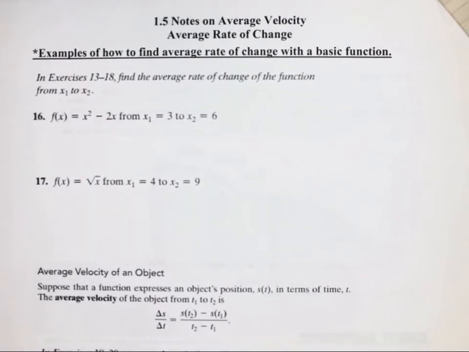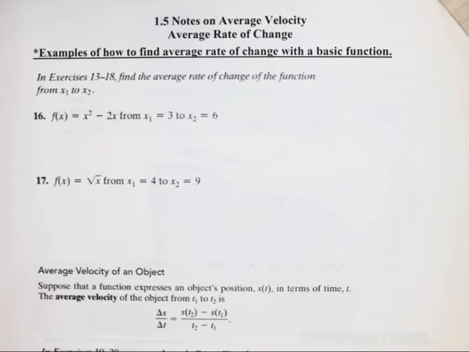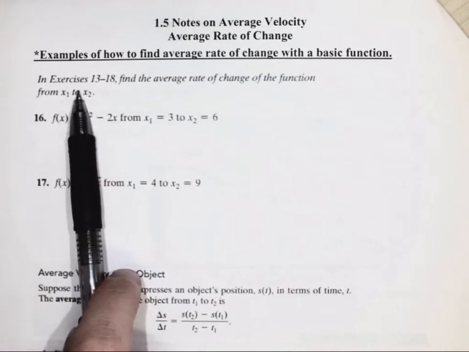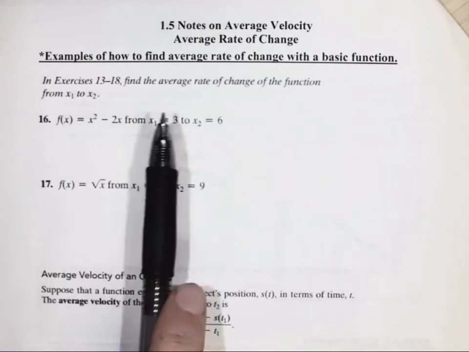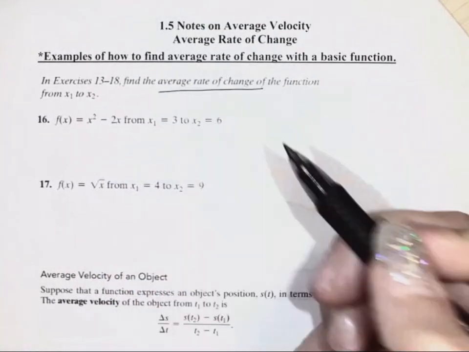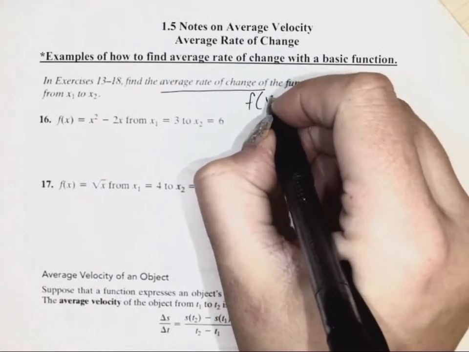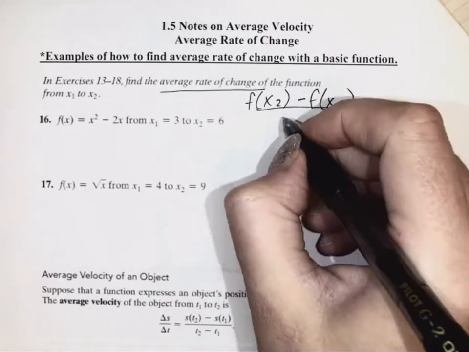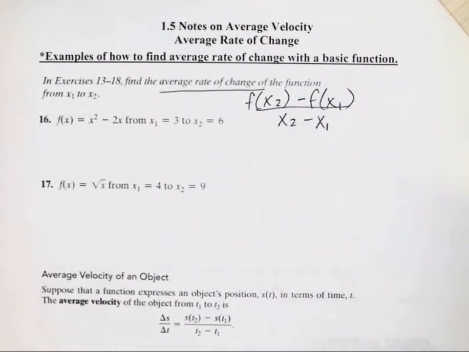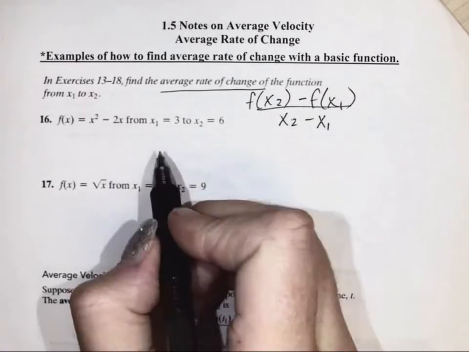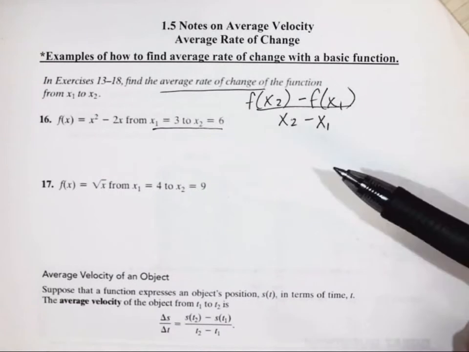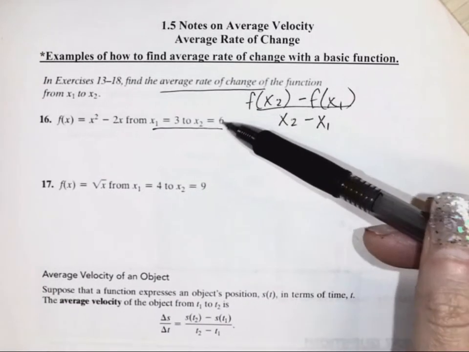All right, the first thing we're going to do is start off with some basic examples of how to find the average rate of change. And these actually come from your textbook. In exercises 16 and 17, find the average rate of change, which your formula, recall, is f of x2 minus f of x1 over x2 minus x1. And I told you that you will always be given your x's. So we definitely have the bottom taken care of. But I don't know what f of x2, which is 6, is.